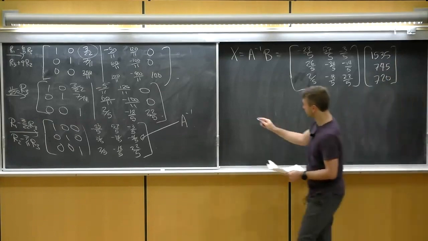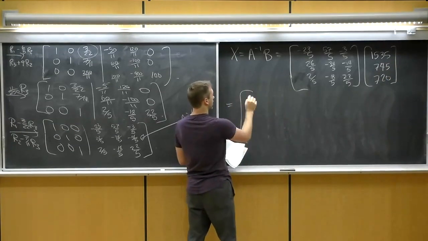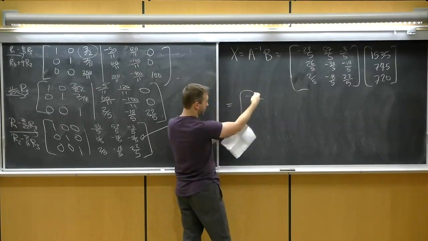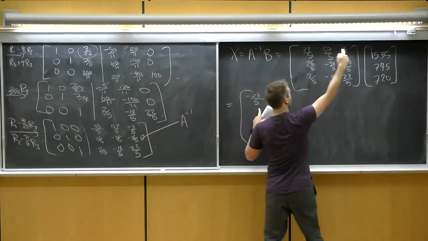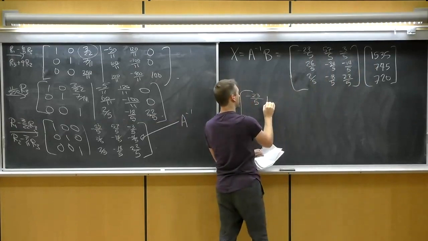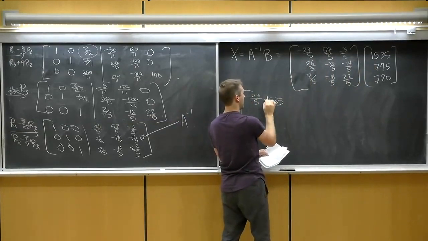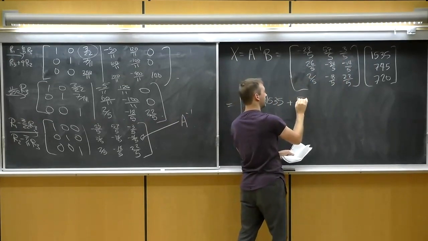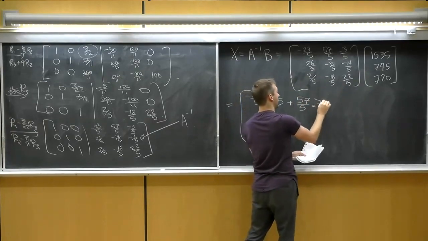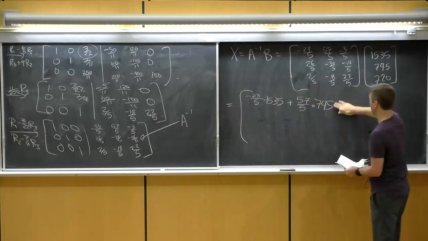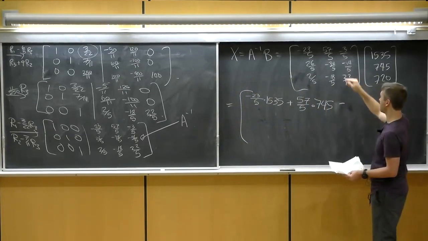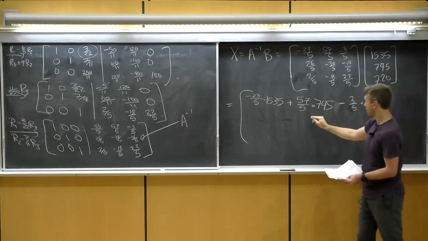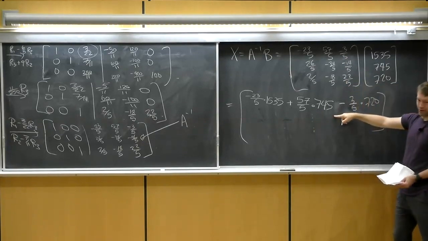Okay. So I'll just write down how you would do the first row, or the first entry in this multiplication. I would take this times this, plus 57 over 5 times the other thing, 745. Then minus, because it's a minus, 3 over 5 times 720. Okay, and then you do 3 more of these calculations.